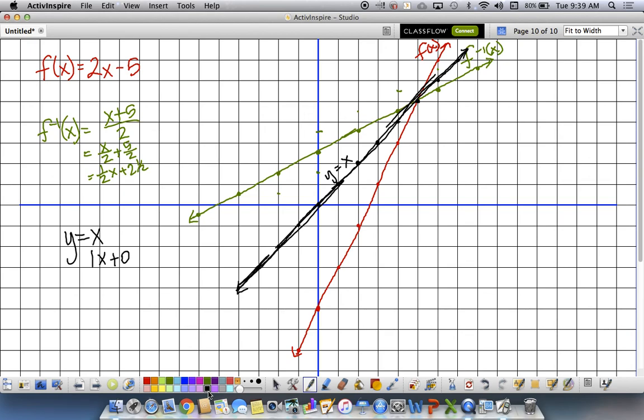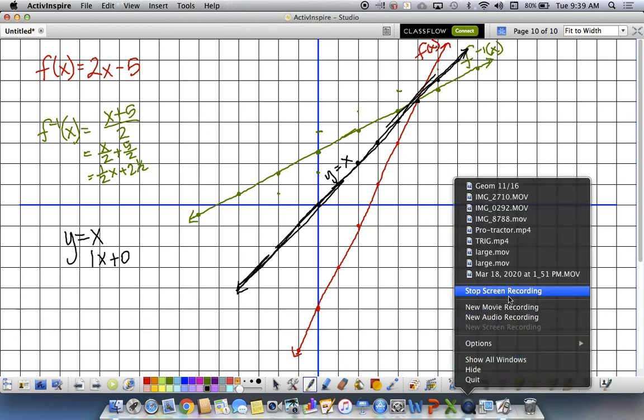Okay, that is a graph example. I've shown you how to find the equation. We're going to do some more tomorrow because I'm pretty sure I have hit my time limit. I will see you guys tomorrow.